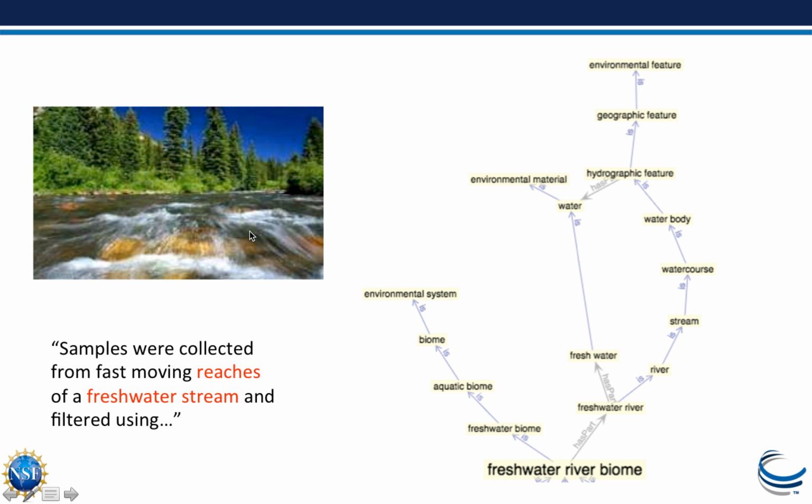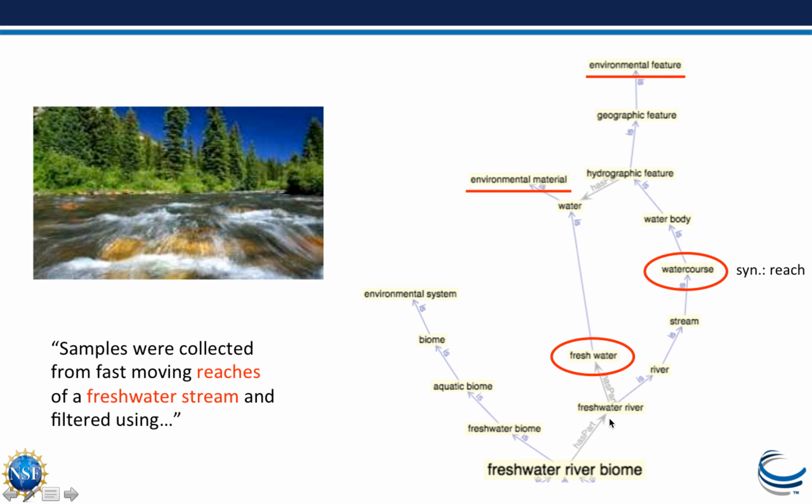Suppose, for example, we had a paper where it was described that samples were collected from fast-moving reaches of a freshwater stream and filtered using something to extract the microbes, etc. How would we associate that with environment ontology terms? Well, we could start by searching ENVO for terms like reach or freshwater stream. So reach, if we did a search for that, would come up with the ontology class watercourse, of which reach is a synonym. And you can see by following the arrows up to the top that a watercourse is a type of environmental feature.